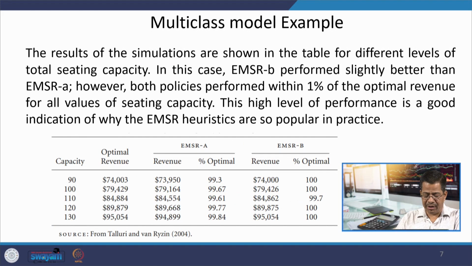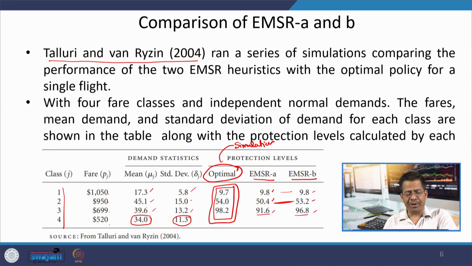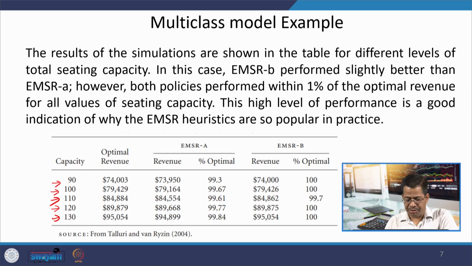So, they also ran different capacity levels. They ran it for 90, 110, 120 and 130, the same which we have done for our data. Using the optimal protection levels of 9.7, 54 and 98.2, the optimal revenue collection is given in column 2. This column 2 gives you the optimal revenue collection like 74,000 and so on.